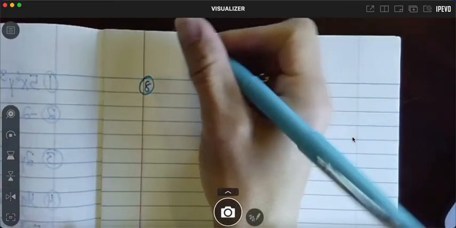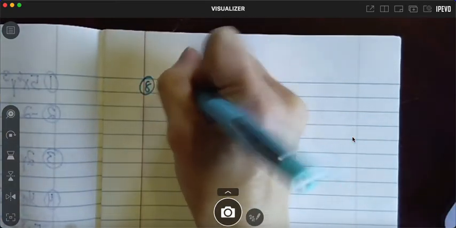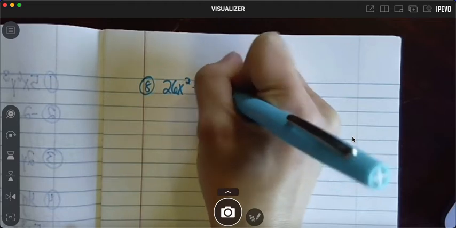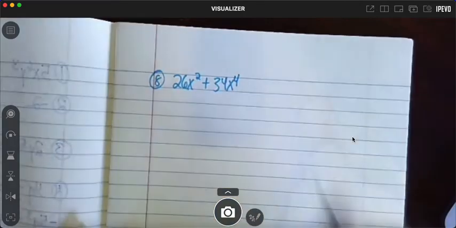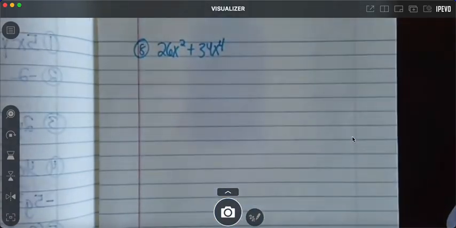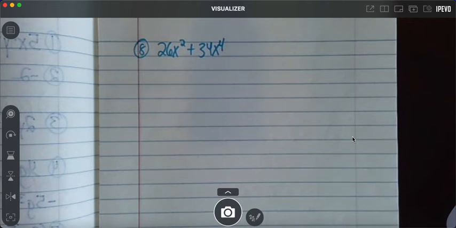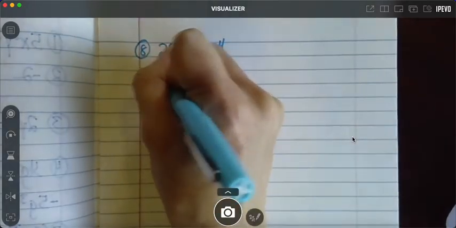For number 8, we have 26x squared plus 34x to the 4th. And make sure you read your directions. It says, what is the greatest common factor? You're looking at the numbers and the variables, the coefficients and the variables. What number goes into both 26 and 34? It's 2. That's the greatest number, the biggest number that you could factor out is just a 2.